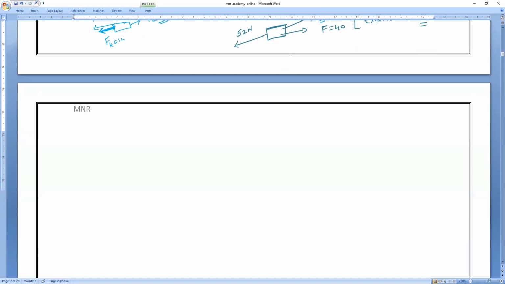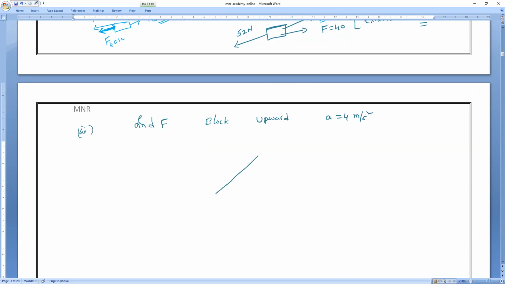Now, the next question is very important, so we have to be very careful. Now the third question: find F if the block goes in the upward direction. So upward direction with what acceleration, everybody? 4 meters per second square.